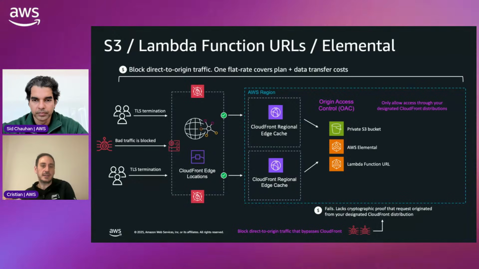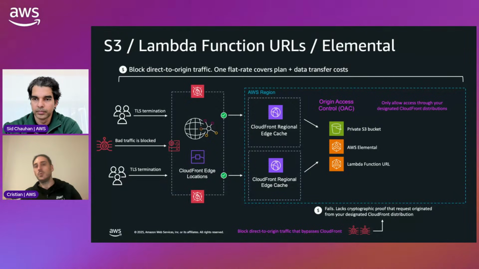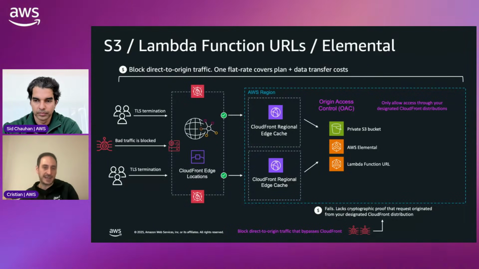Now, the thing here is, if you set up CloudFront and you set up all these security rules and you've got a flat rate plan and this predictable pricing, what you don't want is somebody going directly to your S3 bucket, bypassing all your security, bypassing all this flat rate benefit, and just downloading gigabytes, terabytes of data out of your S3 bucket, and going direct to the origin and sidestepping.